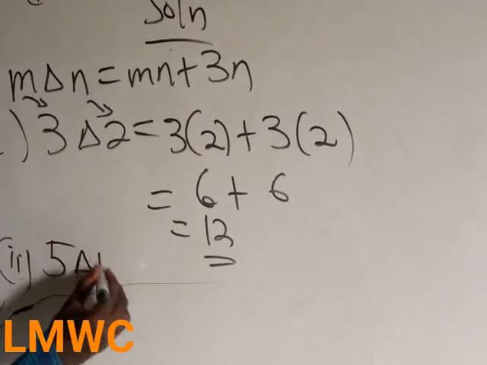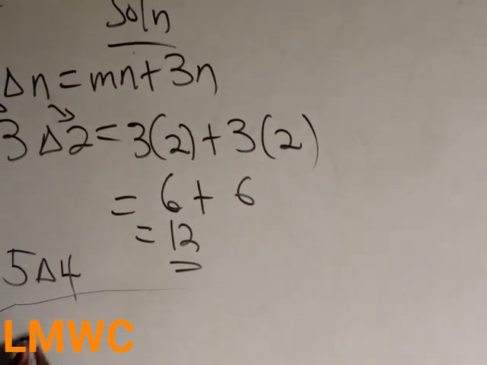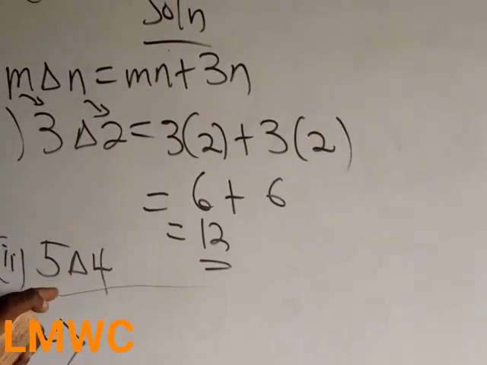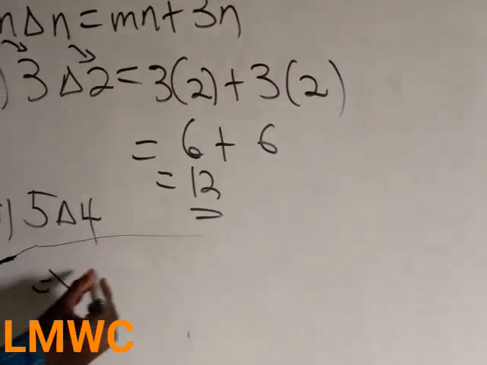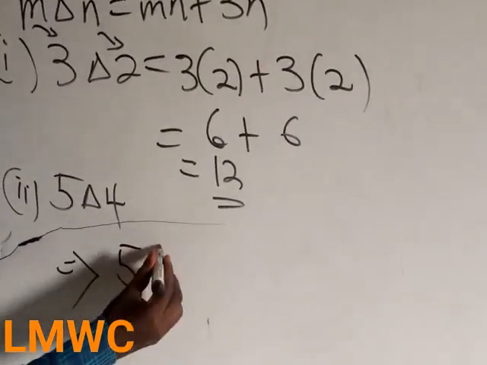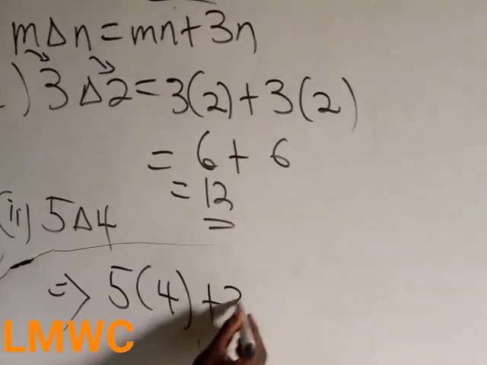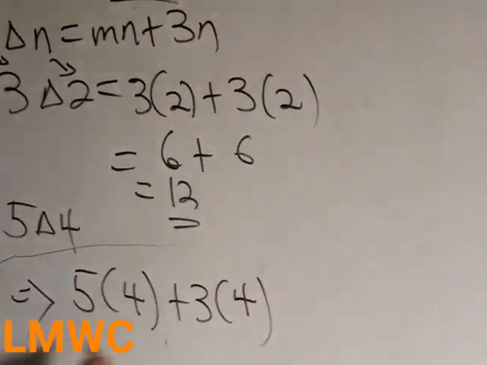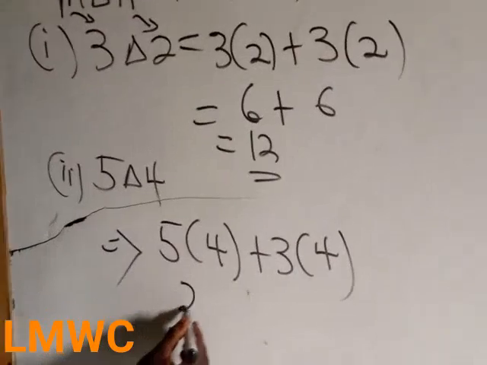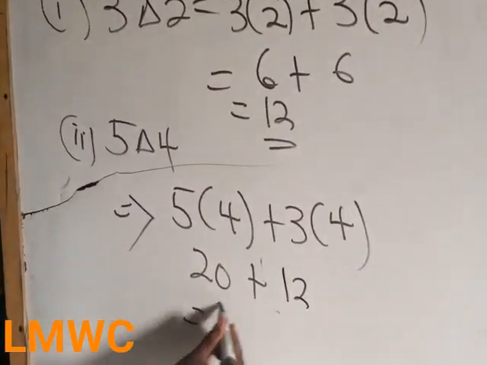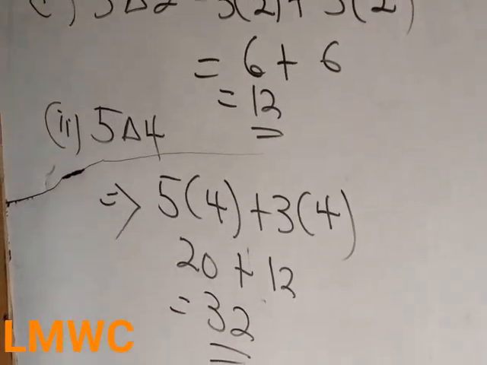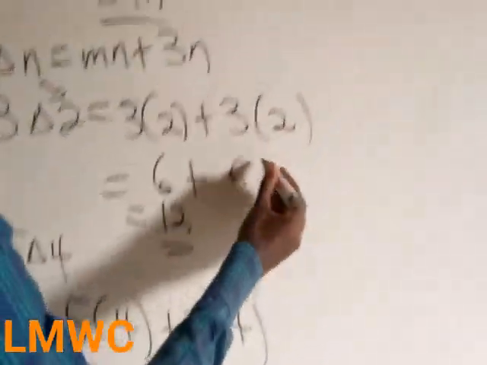5 star 4. And 5 star 4 becomes, what is the value for m? M is 5 and n is 4. So it becomes 5 times 4 plus 3 times n. The value for n is 4. 5 times 4 we are having 20 plus 3 times 4 is 12. So we have 32. Let's take the third one.